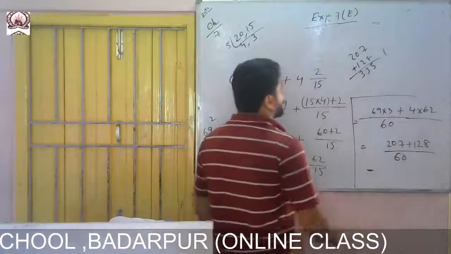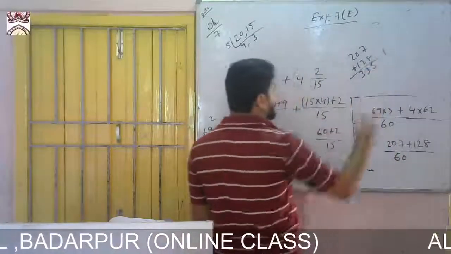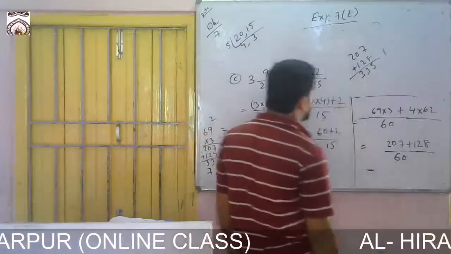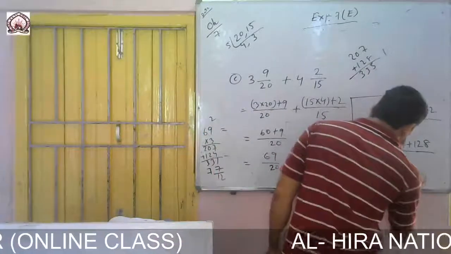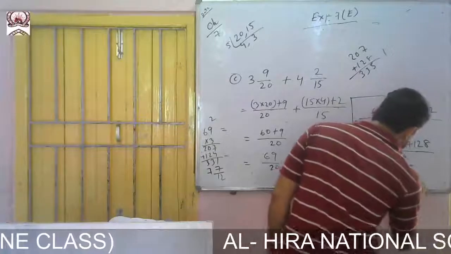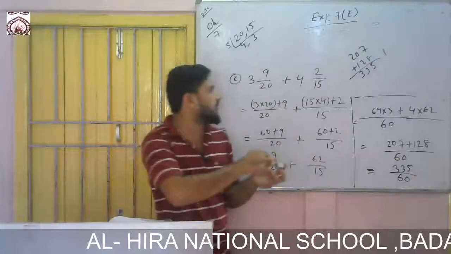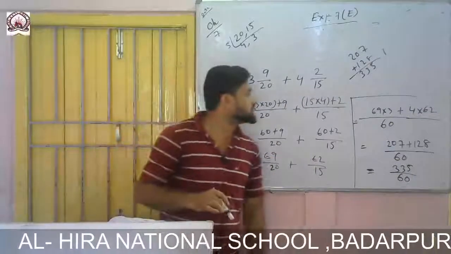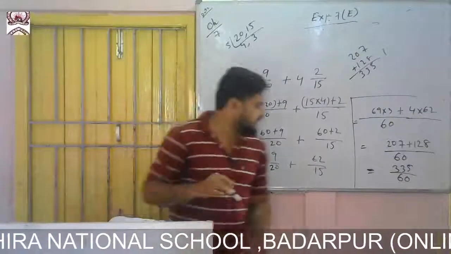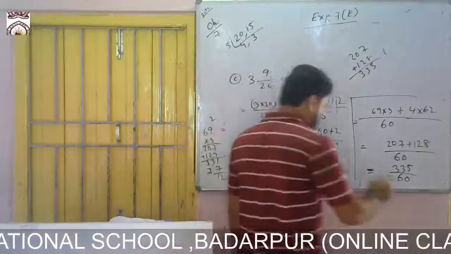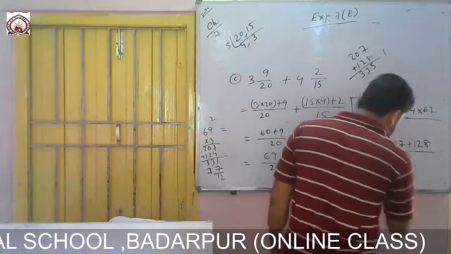Three 5. Okay, 8 plus 7 it is what? 15 and 1, 2 plus 1 and 1 3, and 2 plus 1 it is what? 3. So what? 335 by what? 60. 335 by 60. Now we can cancel it. Earlier it was wrong, now we can cancel it. So what? It will be what?